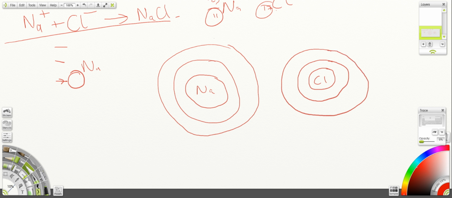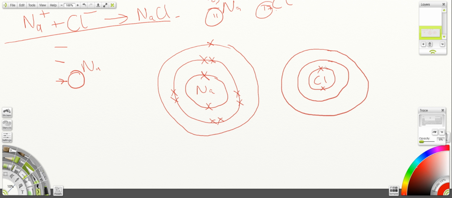So let's have a look and draw an 11 here. So that's 1, 2, 3, 4, 5, 6, 7, 8, 9, 10, and 11. So sodium is in group 1, so there should be 1 electron in the shell. Happy days. Let's go with chlorine now.